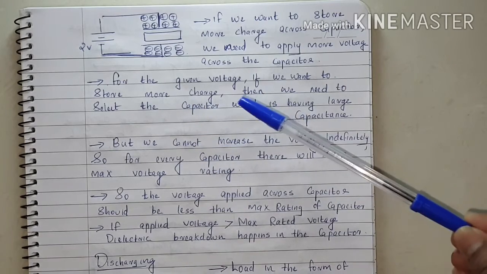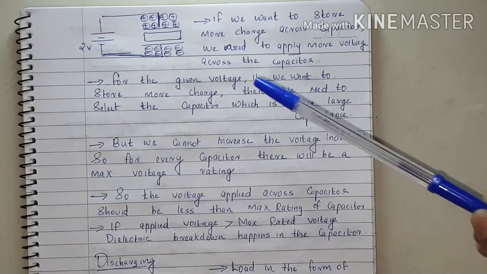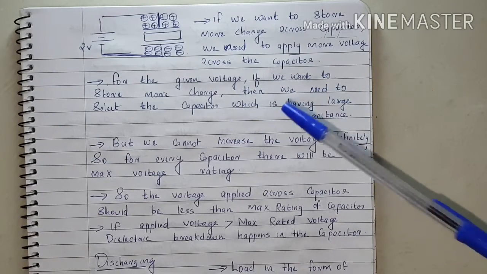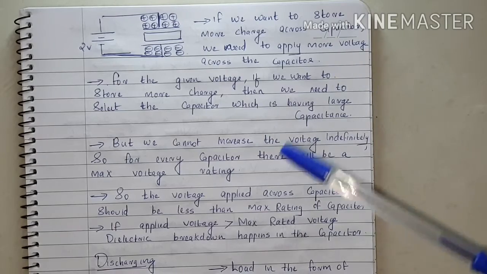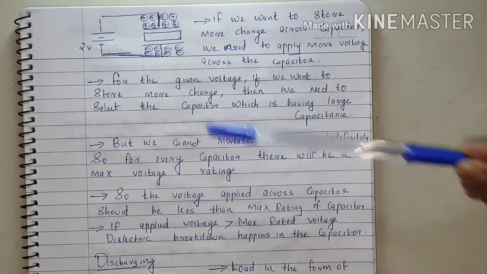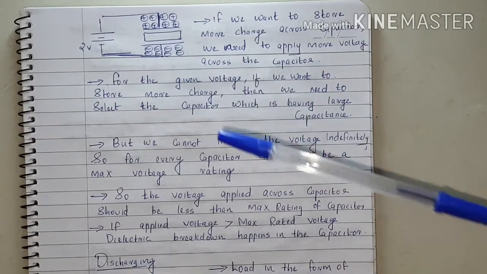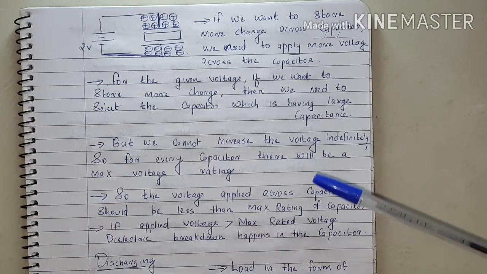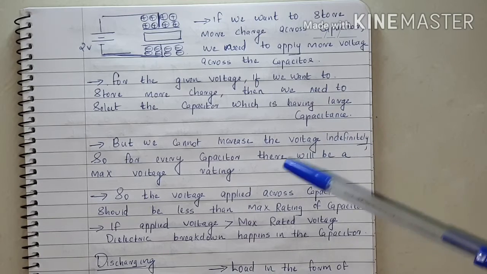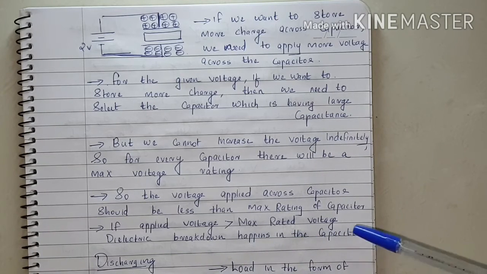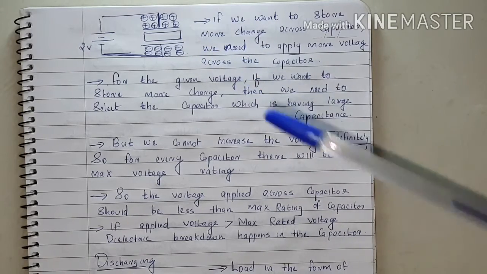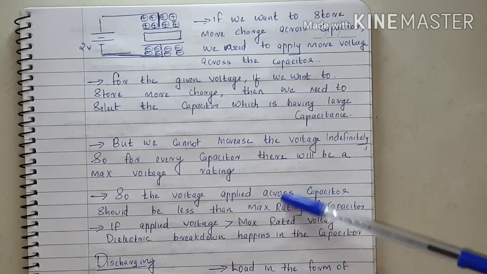because for every capacitor there will be a maximum voltage rating, which is noted on the capacitor. If the voltage applied across the capacitor exceeds that maximum rated voltage, dielectric breakdown happens in the capacitor. So, the voltage applied across a capacitor should always be less than the maximum rating of the capacitor.